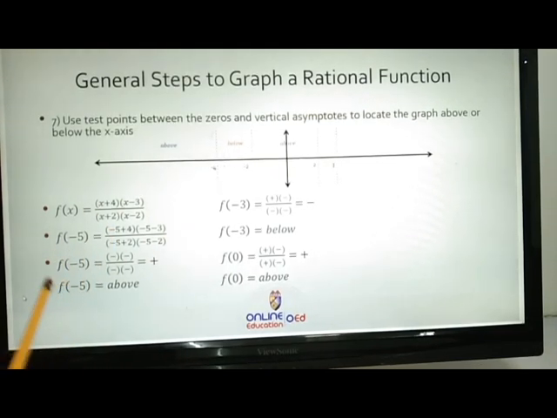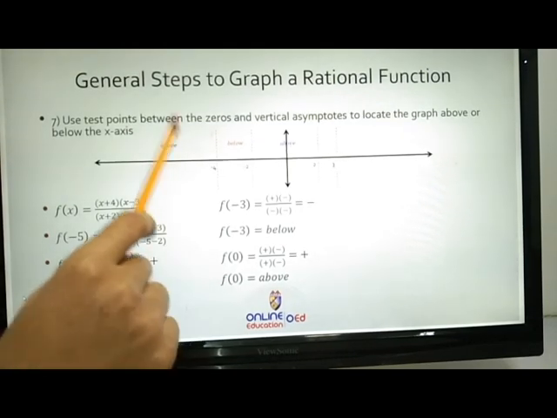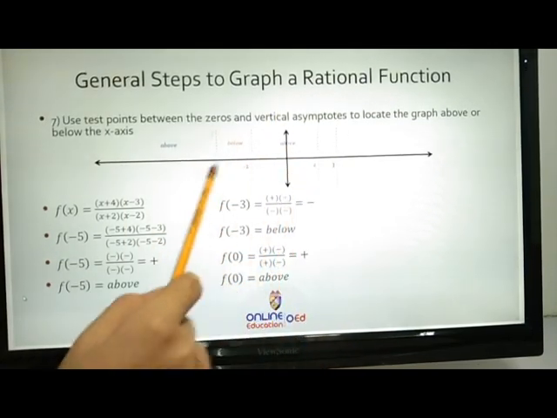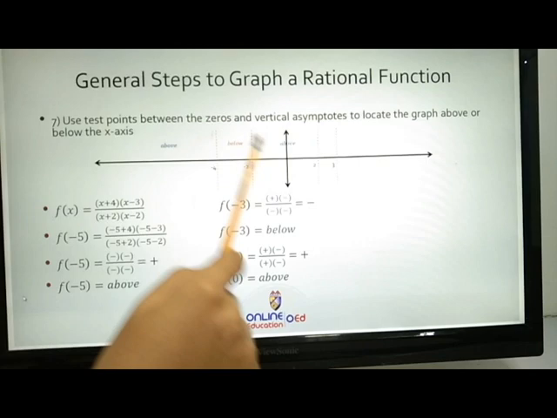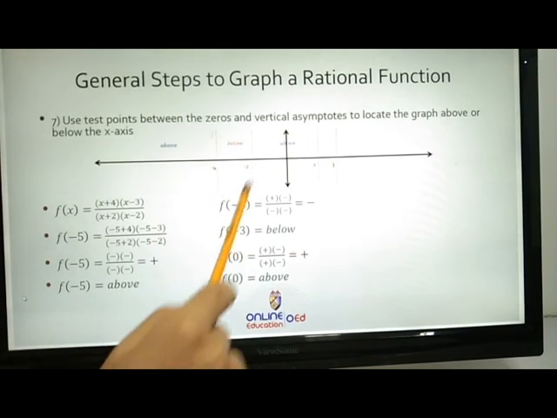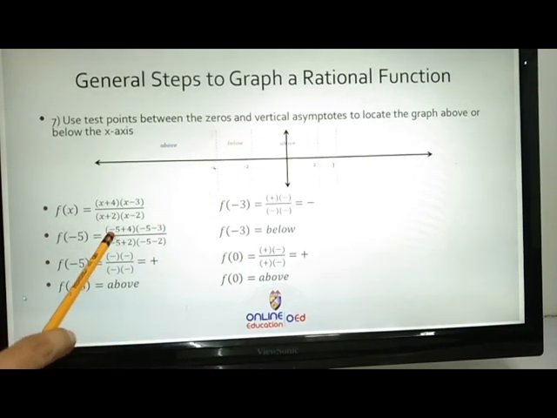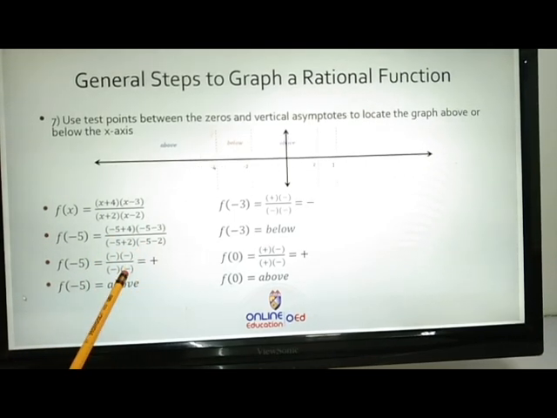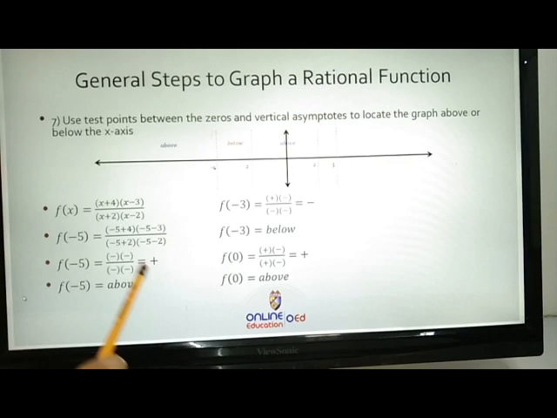So, f of negative 5, determine the sign. Okay? Determine natin yung sign kung nasa positive side ba siya o nasa negative side. Okay? Recall yung x-axis. Kapag pataas, ibig sabihin positive ang y. Kapag pababa, negative ang y. So, identify natin siya. Negative 5 plus 4 is negative. Okay? Negative 5 minus 3, negative. Negative 5 plus 2, negative. Negative 5 minus 2, negative. So, negative over negative is positive. Okay? So, yun yung sign.